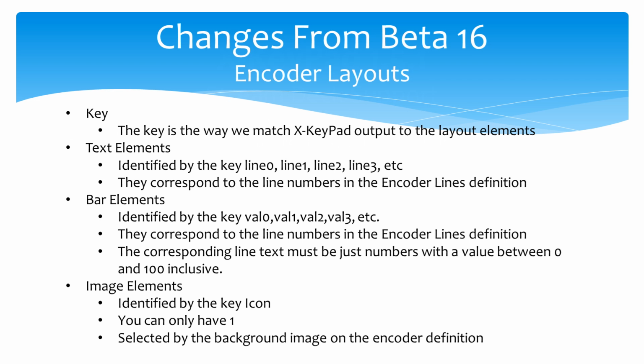The last thing we have is an image element, and that's identified by the key name icon. You can only have one at the moment within the layout. The layout actually supports more than one, but at the moment, the X-KeyPad software can only select one background image, and that's selected on the background image tab in your encoder definition. As we go further on with this, there might be ways of adding static icons that don't change with the encoder, and maybe you can have a couple of them placed around. But I haven't researched how to do that, and how you specify a static PNG file within the element.